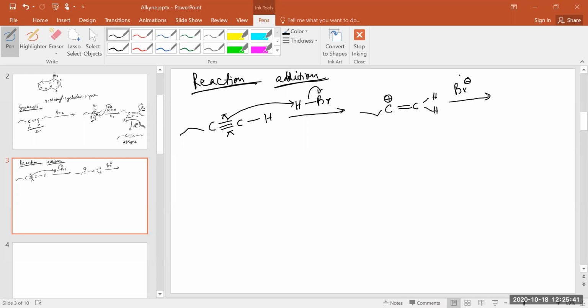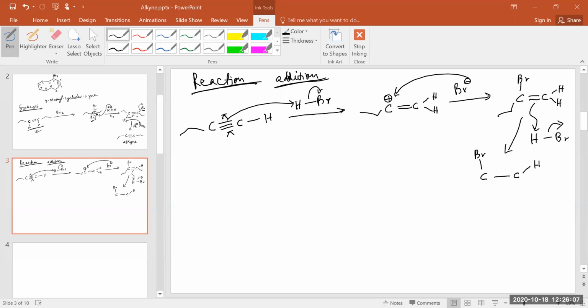Okay, so Br minus will be added and Br will form, and then you have a double bond. So now it's an alkene. Again, a second molecule of HBr will be added, and again this addition and carbocation formation will take place according to Markovnikov's rule. So this carbocation will form.